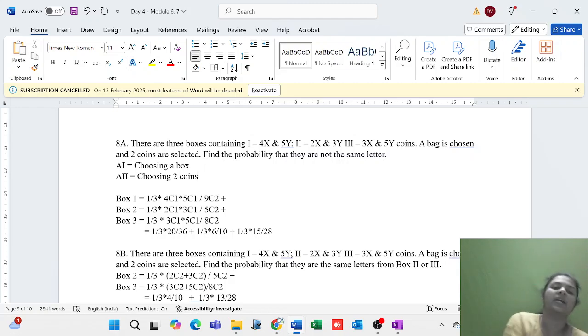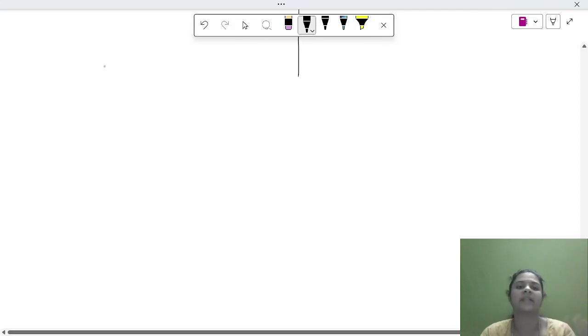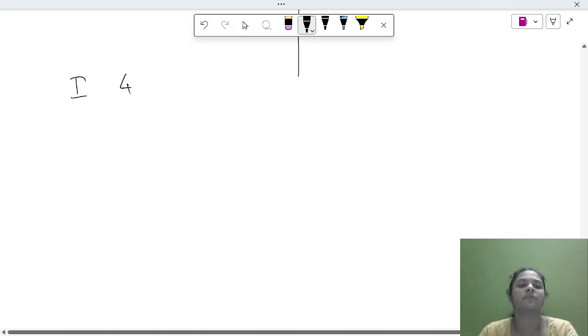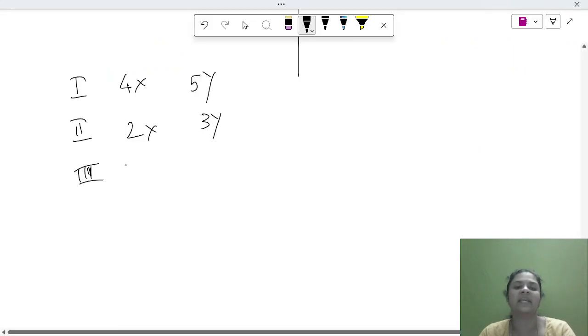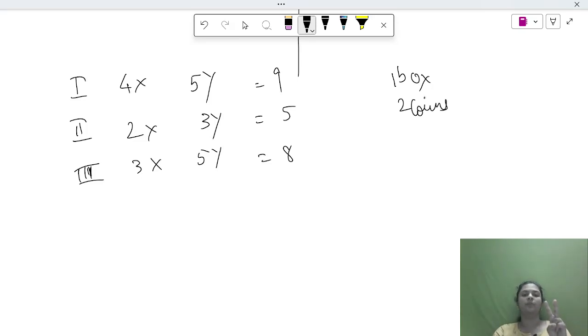So first I am choosing a box. Remember there are 3 boxes. So let us write the details here. First box contains 4x and 5y coins. 4x, 5y. Second box contains 2x, 3y. And third box contains 3x, 5y. So the first box has a total of 9 coins, here 5 coins, here 8 coins. Okay. Now I am selecting one box and then selecting 2 coins. And the 2 coins should be of different letters.